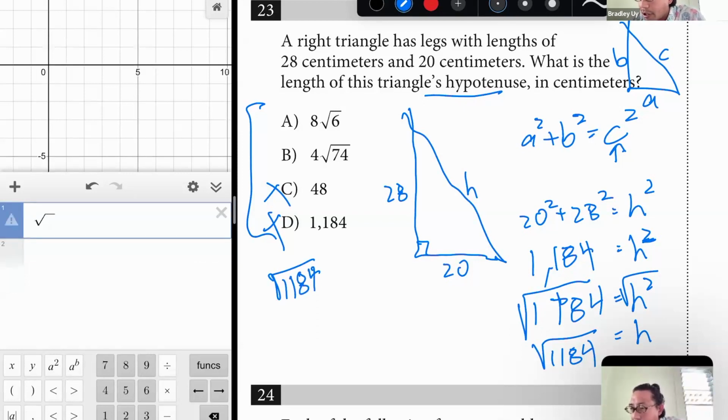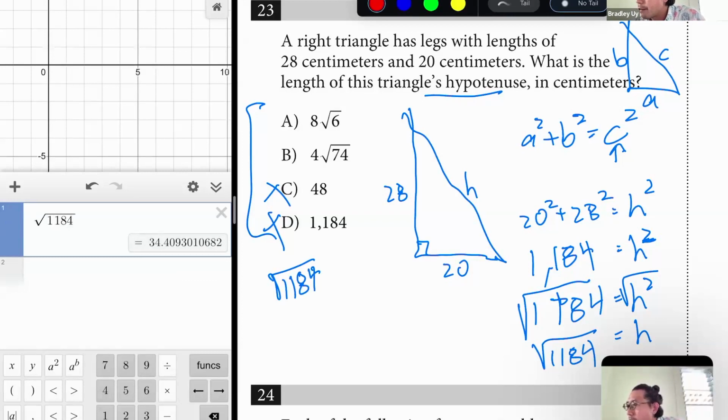Remember, Desmos is a calculator. It can help you do calculations. The square root of 1,184 is 34.4. That makes sense. H is roughly 34.4. H is about 34.4 centimeters.